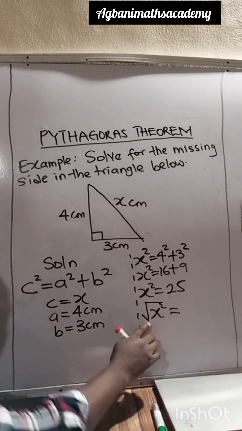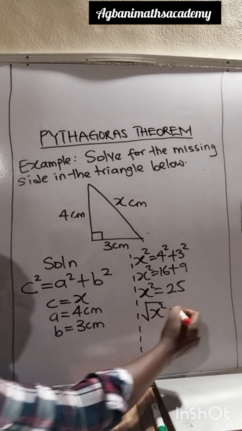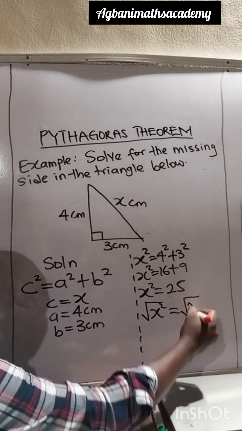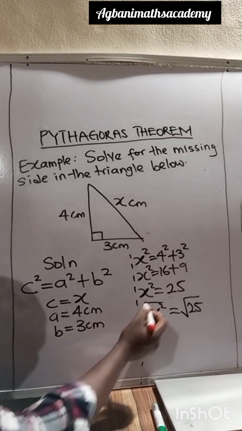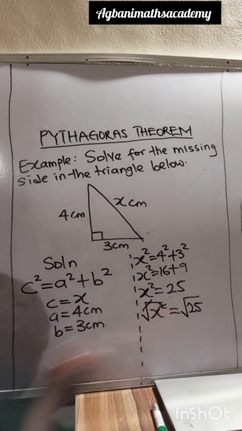But since we introduced square root to the left side, we're also going to introduce square root to the right side. So we have x squared. Okay, so square root is going to cancel out square. How do we know that? Let's see how that happens.